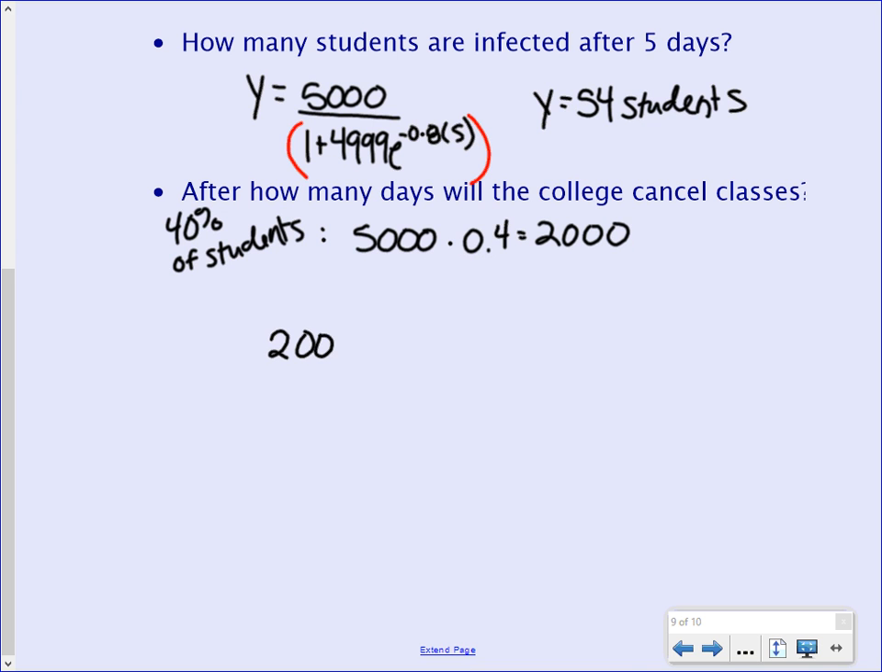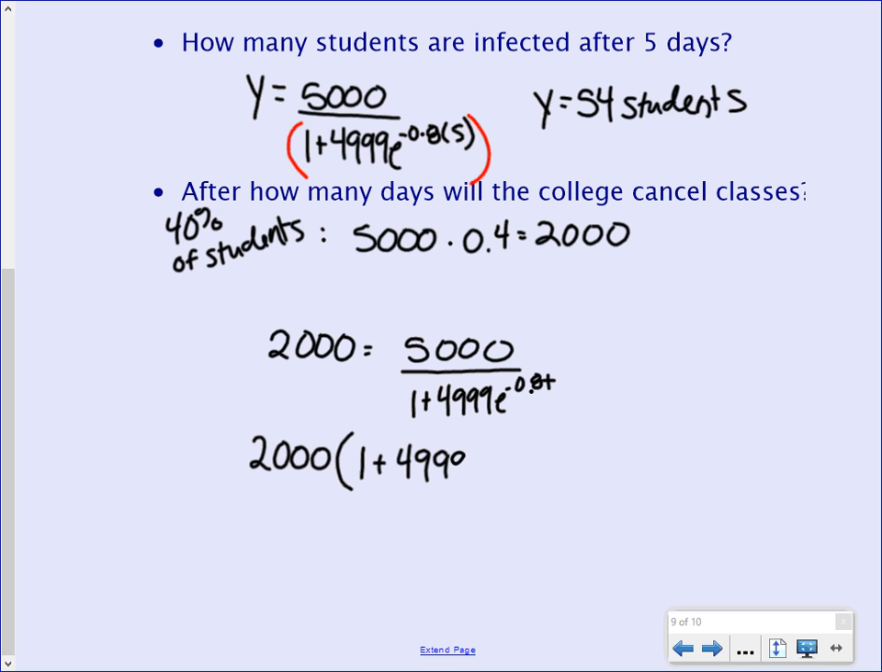So 2,000 equals 5,000 divided by 1 plus 4,999 e to the negative 0.8t. So that's similar to that second question that was in our warm-up. When will we spend $80 billion? Now we got to solve backwards. Just a couple of quick things before the bell rings. If I were solving a logistic growth model, what I would do first is multiply both sides by the denominator. So cancel out the denominator on the right, and then on the left I'll have 2,000 times 1 plus all that stuff.